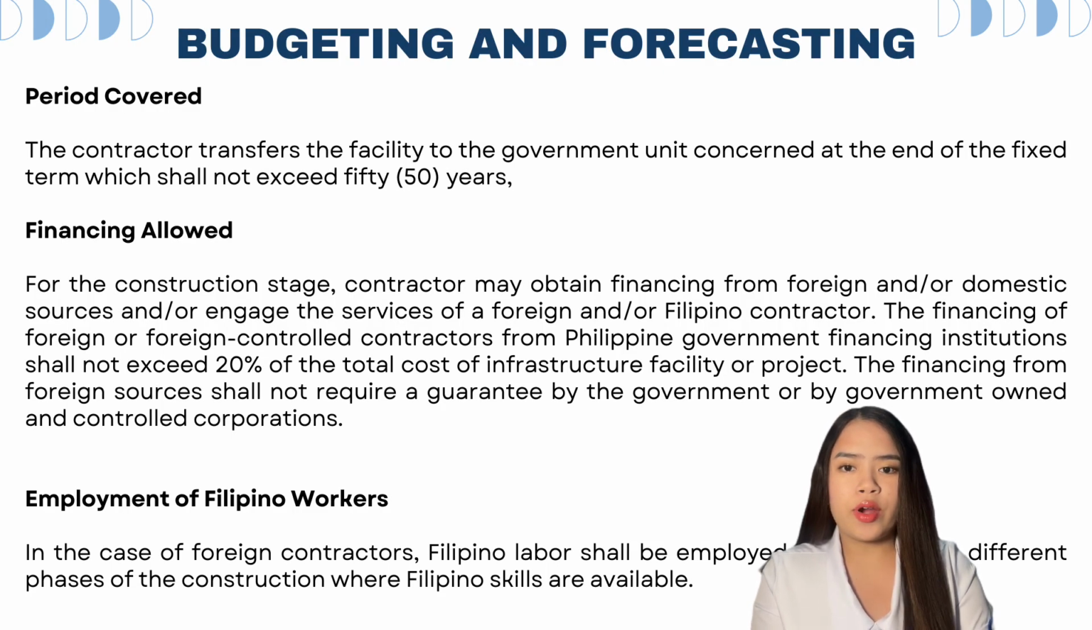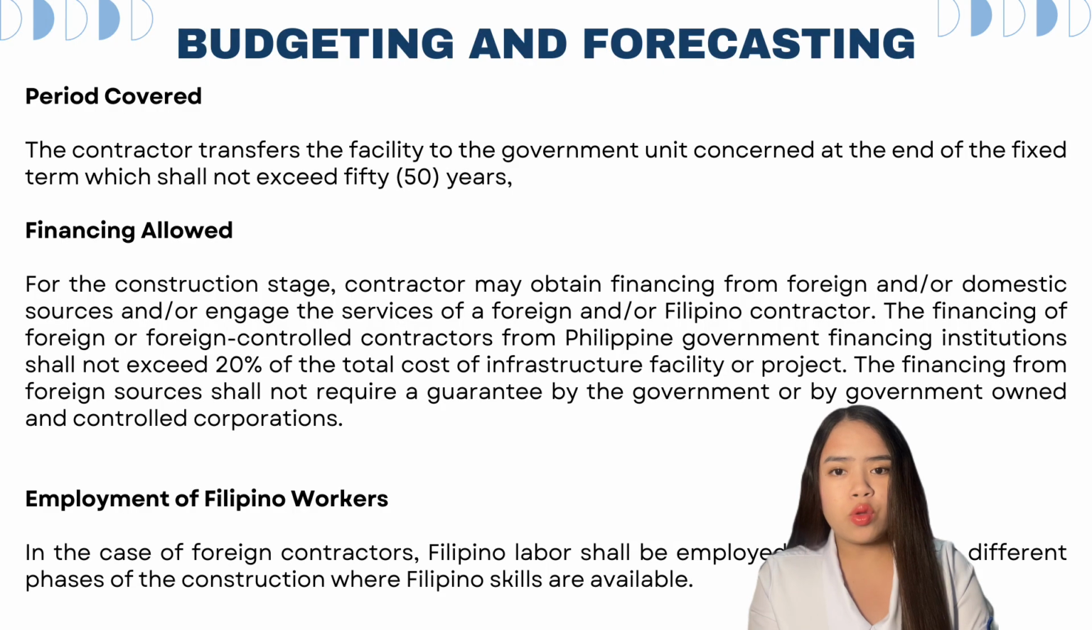The financing of foreign or foreign-controlled contractors from Philippine government financing institutions shall not exceed 20% of the total cost of the infrastructure, facility, or project. The financing from foreign sources shall not require a guarantee by the government or by government-owned and controlled corporations.